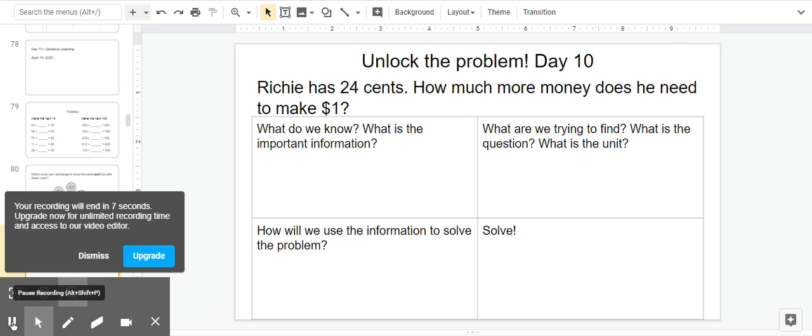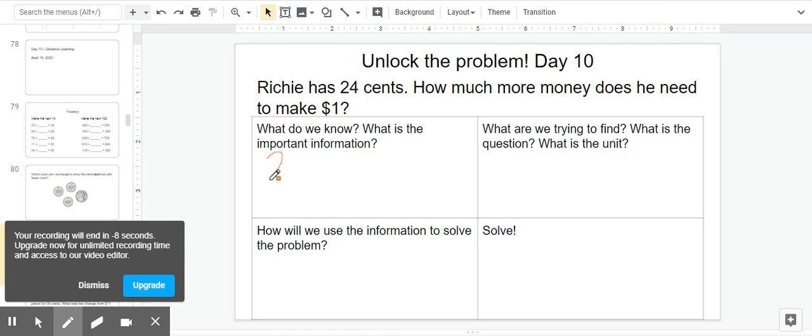The first section asks, what do we know? What is the important information? We know that he has 24 cents. So I'm going to write 24 cents. And I'll make a cent sign.